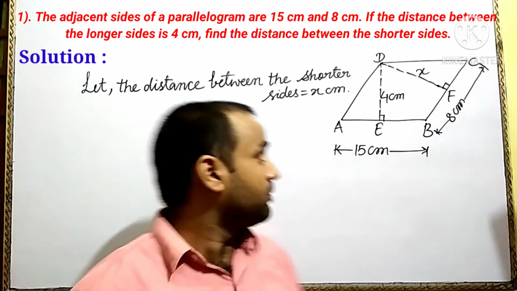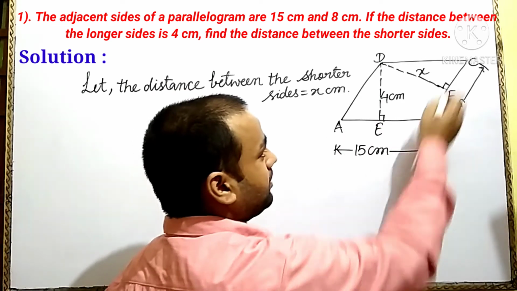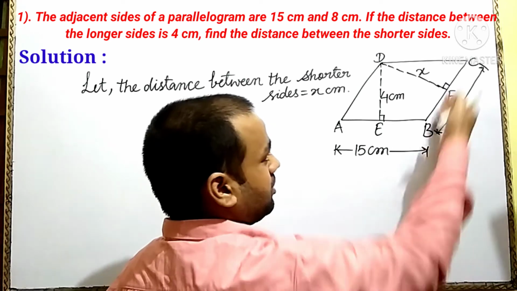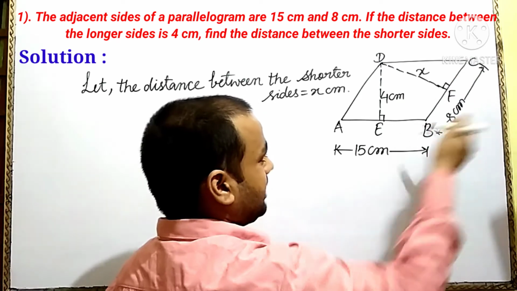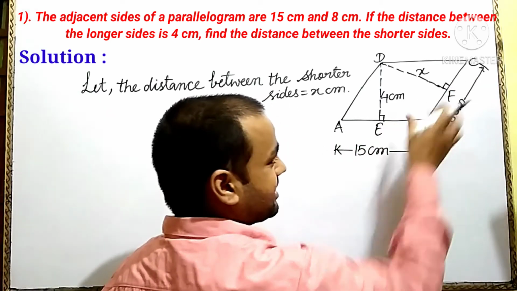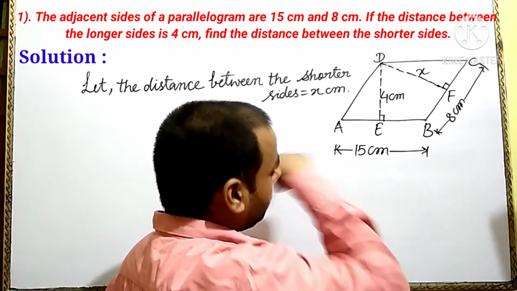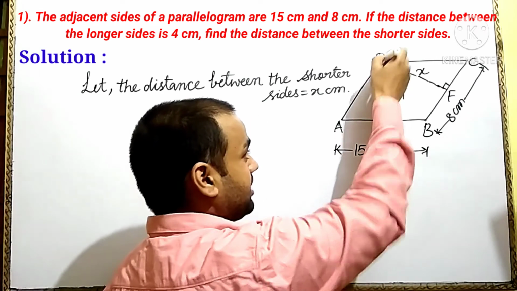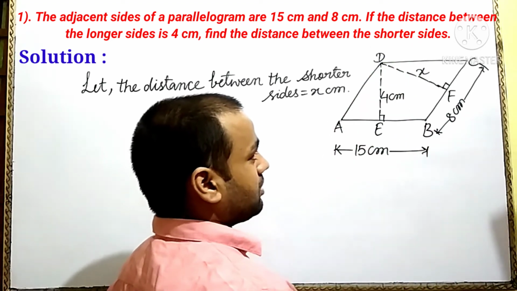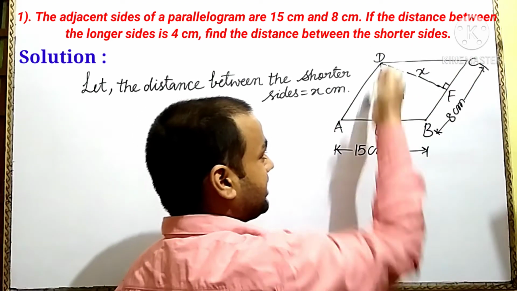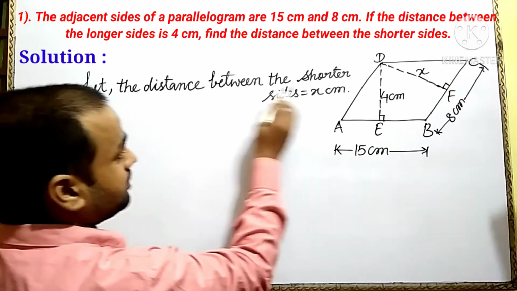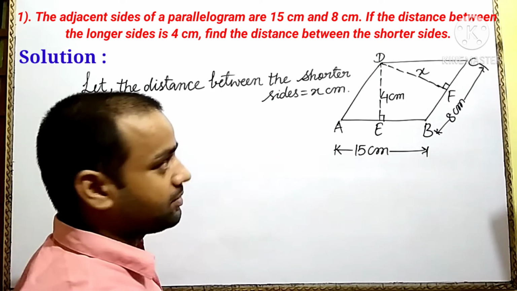So here we draw a parallelogram ABCD. Here longer side AB is 15 centimeter and shorter side here is 8 centimeter. Adjacent sides means common vertex here. AB and BC are adjacent sides. Here the distance given between the longer sides, means distance between AB and CD, is 4 centimeter. So find the distance between BC and AD, means find the value of x. So we let the distance between the shorter sides be equal to x centimeter.